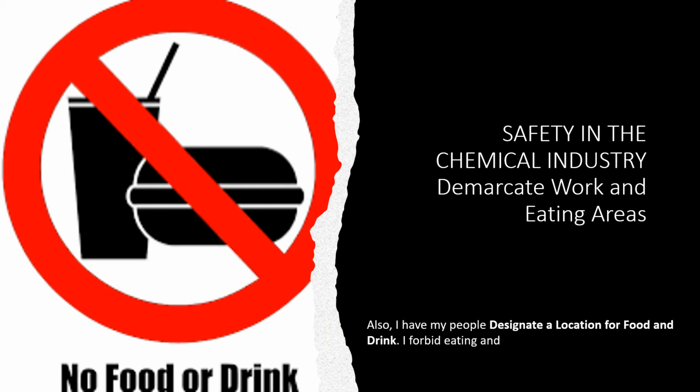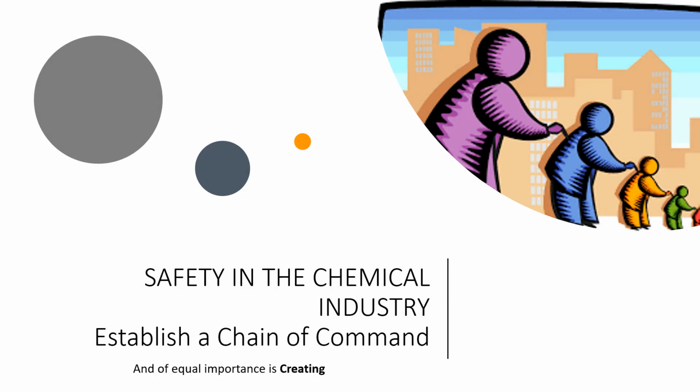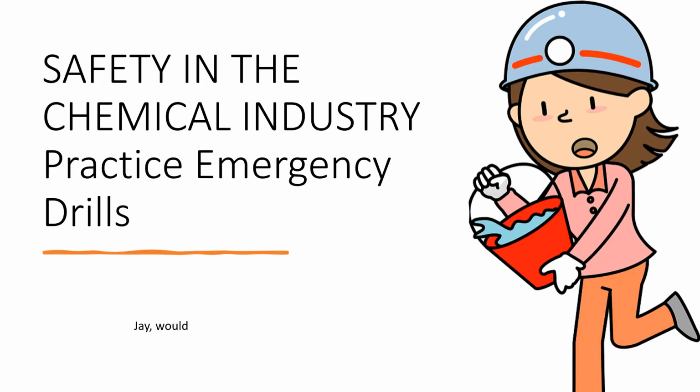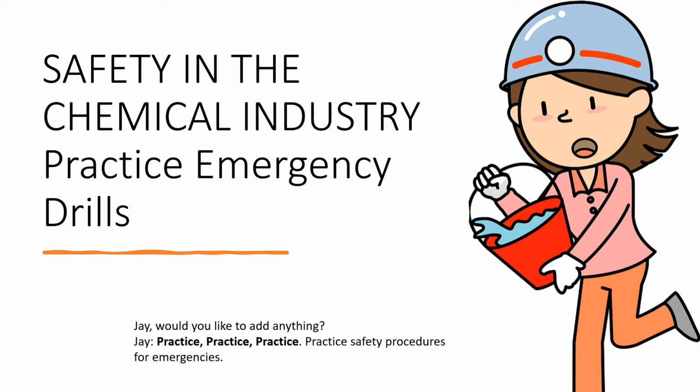Also, I have my people designate a location for food and drink. I forbid eating and drinking around the work area to prevent workers from accidentally ingesting chemicals. And of equal importance is creating a chain of responsibility. Have a clearly outlined chain of command to respond in the event of an emergency. Jay, would you like to add anything?